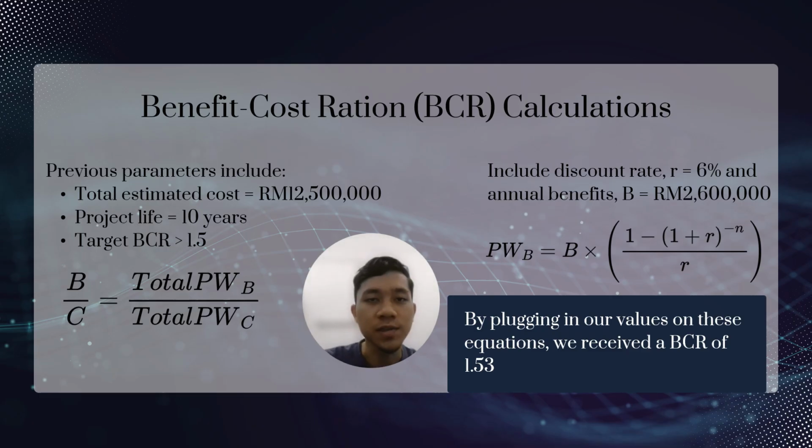For the BCR calculations, we use these parameters and these formulas. Our target is to exceed the BCR of 1.50, and we managed to achieve it by plugging the parameters into these equations. In the end, we managed to receive a BCR of 1.53.